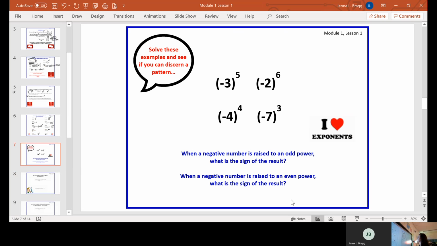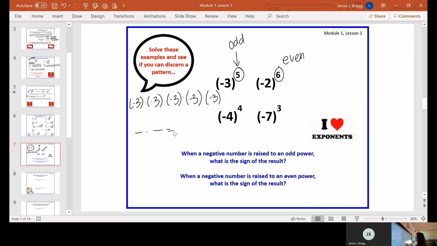All right, you learned back in elementary school somewhere the difference between even and odd numbers. So 5 would be an odd number. 6 would be even. If I multiply out -3 times -3 times -3 times -3 times -3, we know that two negatives multiplied together result in a positive, right?